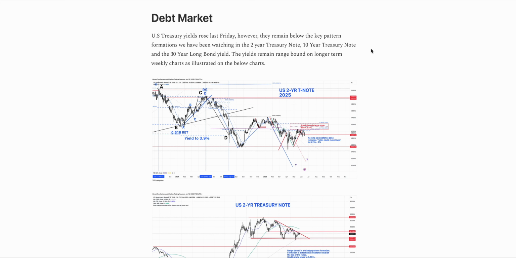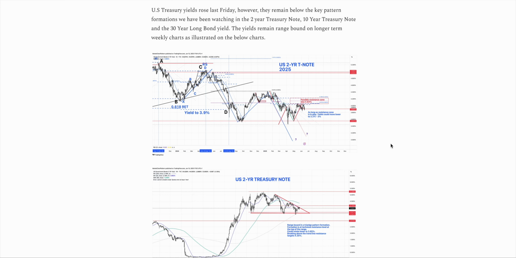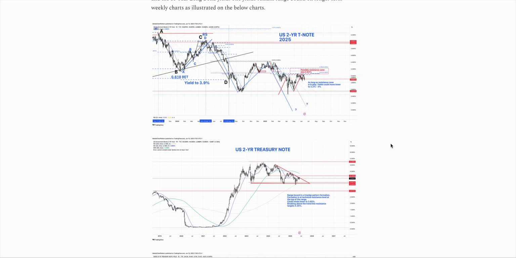So let's take a look at the debt market. We'll take a look at how the US Treasury markets did. Let's start from the shorter end of the curve. The debt markets, or the Treasury markets, have been mostly sideways, and we are seeing a lot of swings to the upside and to the downside, but they seem to be respecting the key resistance levels that we have actually been watching for.